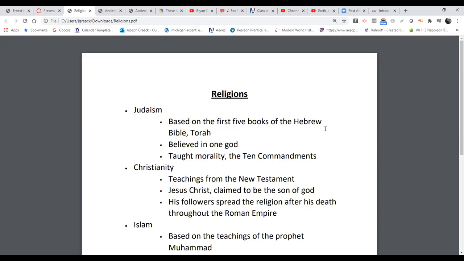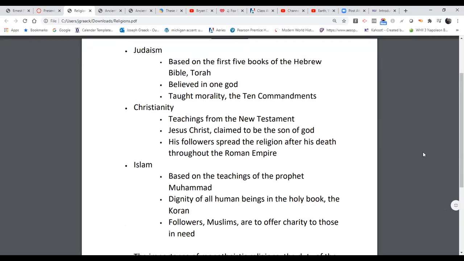Jesus claimed to be the Son of God. Crucified by the Romans. Said from his followers and his believers that he rose after 3 days. His followers spread the religion after his death throughout the Roman Empire, and one of his disciples, Peter, becomes the first pope or leader of the Catholic Church, which is a direct descendant of that.